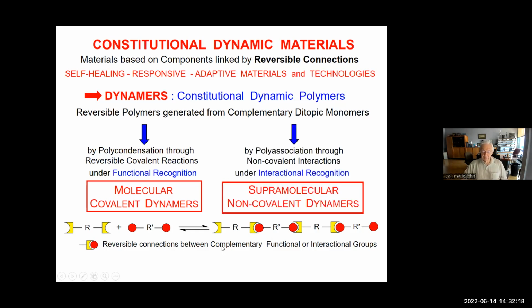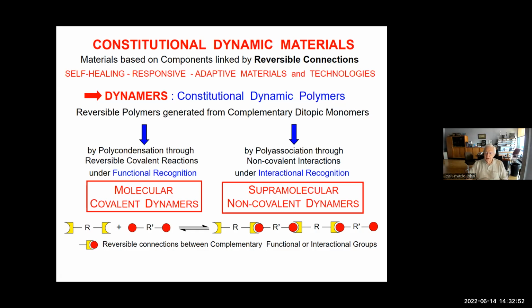On the other hand, if the end groups of the monomers are interactional, that means sites for supramolecular interactions, then it forms this kind of recognition site where the red and the yellow are complementary interactional groups. So these are then non-covalent dynamers or supramolecular dynamers.